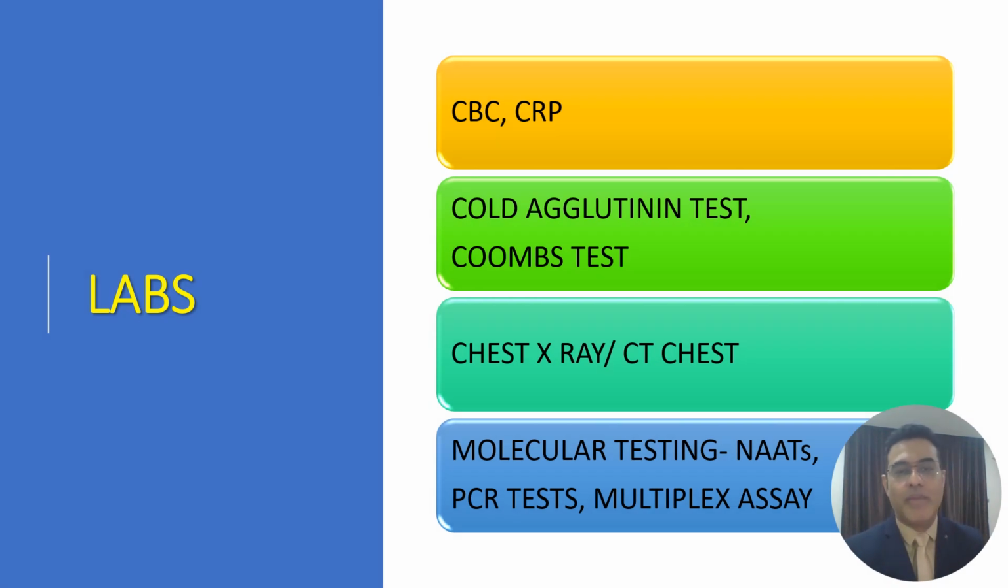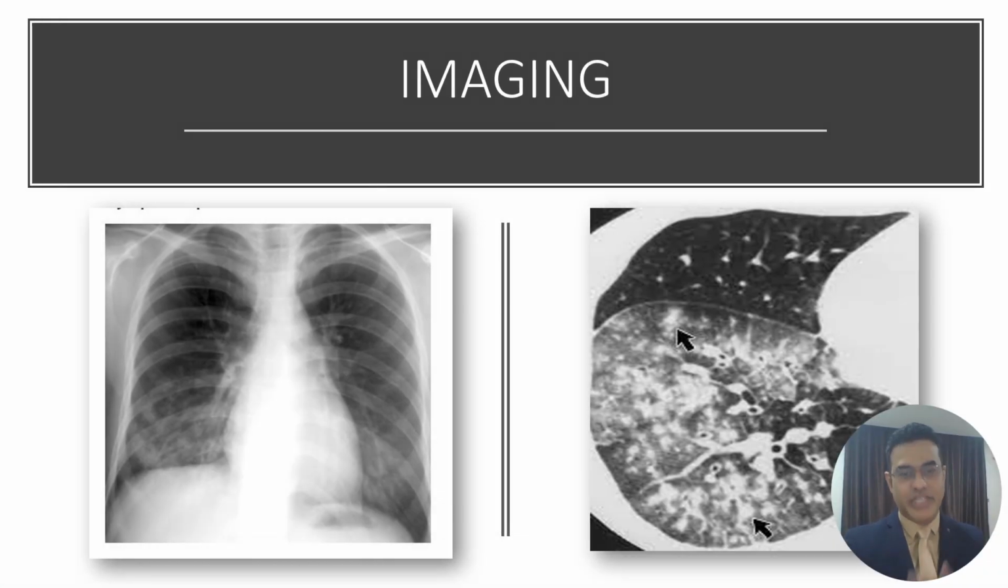And labs, common labs that we do for these patients with mycoplasma: CBC, CRP, important is direct Coombs test. Cold agglutinin test is very important in identifying this one. And even IgM for mycoplasma is helpful. Nowadays we are doing a lot of molecular testing like PCRs and multiplex assays that help us in diagnosing this one. Chest X-rays will always help us in identifying the bilateral pneumonia patches. And this is the imaging of mycoplasma pneumonia. If you have seen classical pneumonias in bilateral, that is classical of mycoplasma.